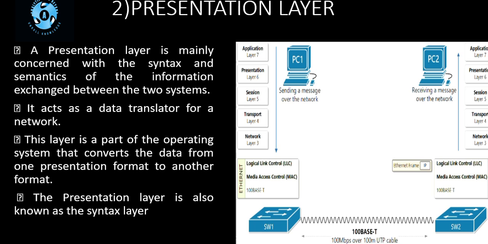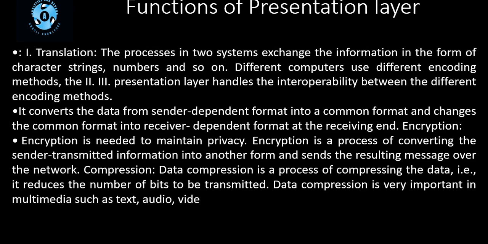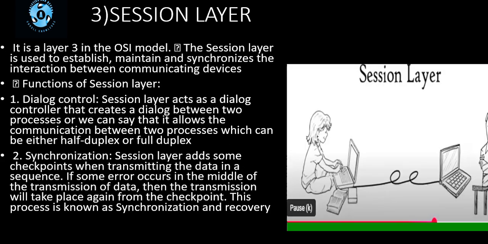If the systems contain different kinds of operating systems, then how it has to be managed and sent is done by the presentation layer. Now what are the functions of the presentation layer? Translation from one system to another system. As I said, coding, encoding, decoding happens, converting the data from sender to receiver. Then encryption is done, and compression of data will be done, and then it will be decrypted, whether it may be text, audio or video. So next is the session layer.